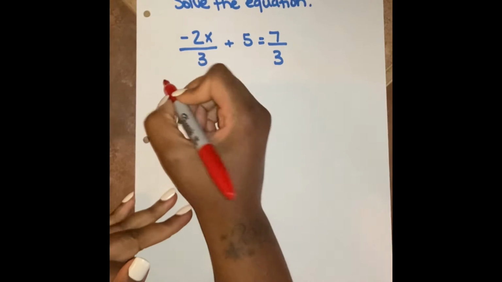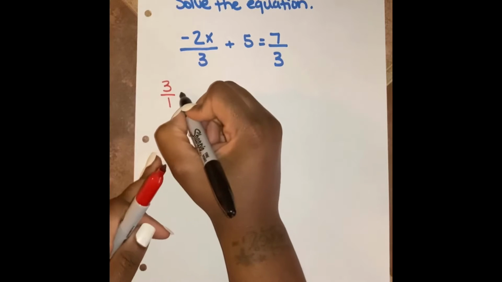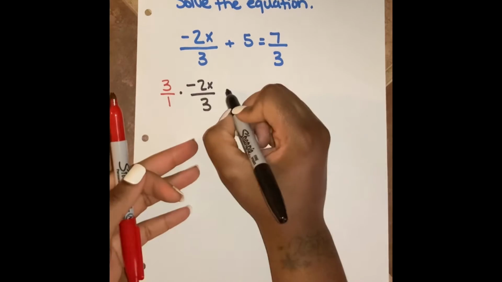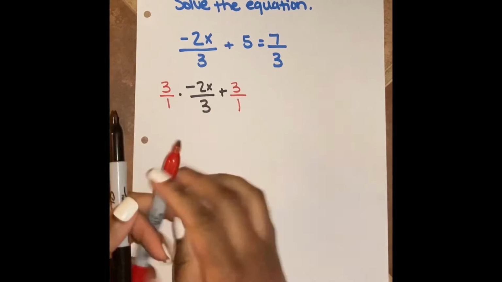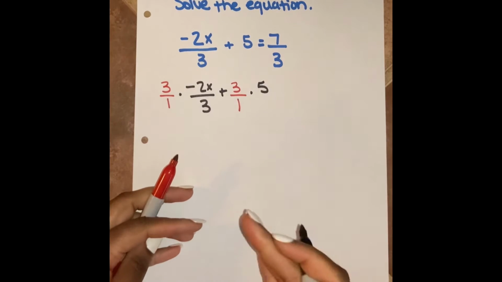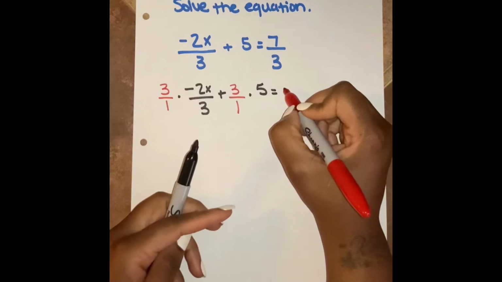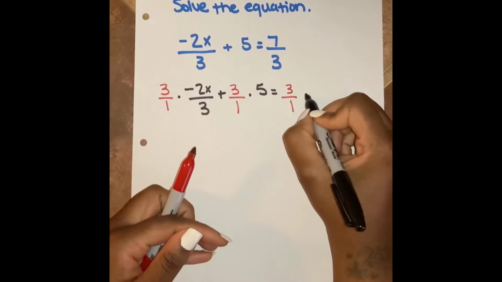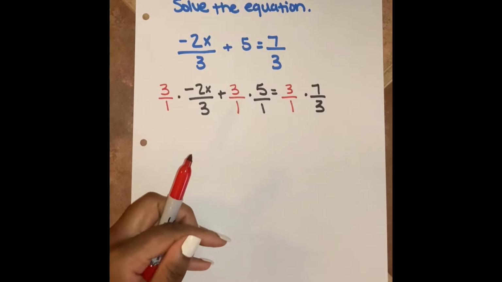Okay, so we have 3 over 1 multiplied by negative 2x divided by 3 plus 3 over 1, and we're going to multiply that by 5 also. We have to multiply our LCD by each term in our equation. And we have 3 over 1 multiplied by 7 over 3. And we're going to make this 5 into a fraction as well.